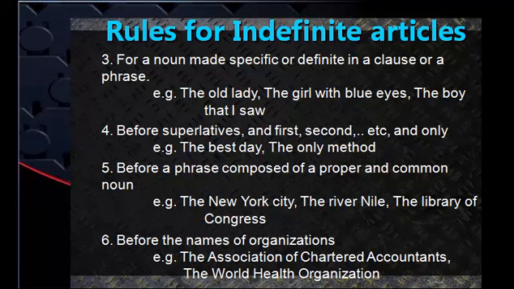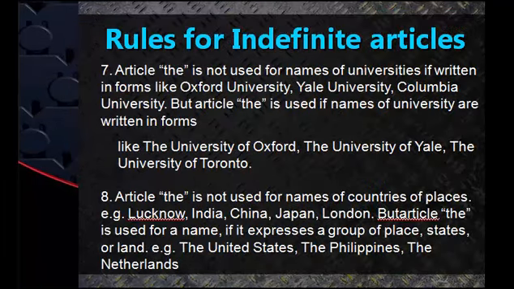6. Before the names of organizations. For example, the Association of Chartered Accountants, the World Health Organization. 7. Article the is not used for names of universities if written in forms like Oxford University, Yale University, Columbia University. But article the is used if names of universities are written in forms like the University of Oxford, the University of Yale, the University of Toronto.